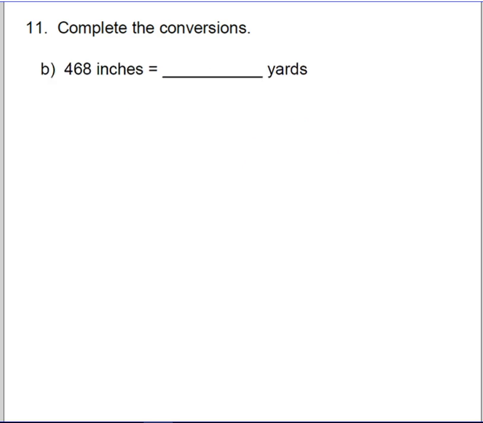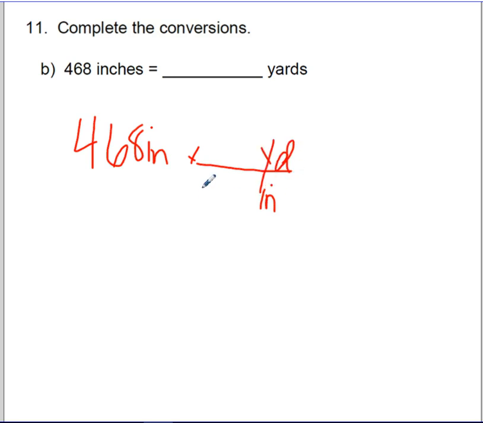The next one we're going to look at is inches to yards. And so again, we'll do 468 inches. Then set up the start of our unit fraction with inches on the bottom, the units we want to keep on the top, and it's 36 inches or 3 feet in 1 yard. And so we're dividing 468 by 36, and that gives us 13 yards long.